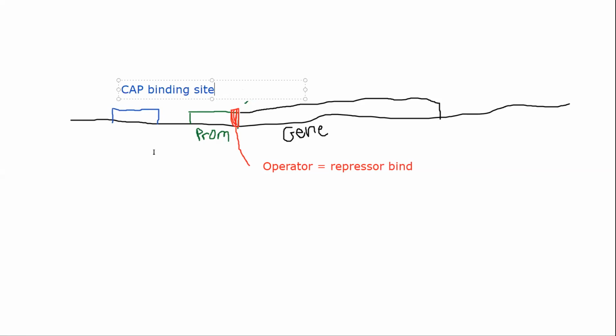So the CAP binding site is upstream of the promoter, and adenylate cyclase creates cyclic AMP, and cyclic AMP and CAP all get together and they bind, and these are activators. So add it in.